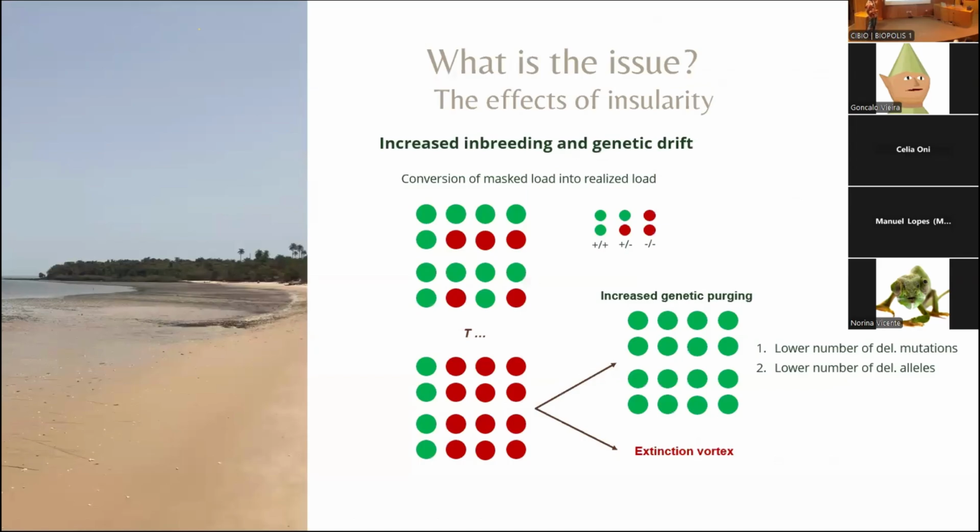But again, this is the same slide as before. What about what is happening at the protein coding genes? What about mutational load? Masked mutational load, which is genetic load that is not expressed, is converted to realized mutational load, which is expressed. We would expect one of two patterns: increased genetic purging or an extinction vortex happening. So we looked at that.